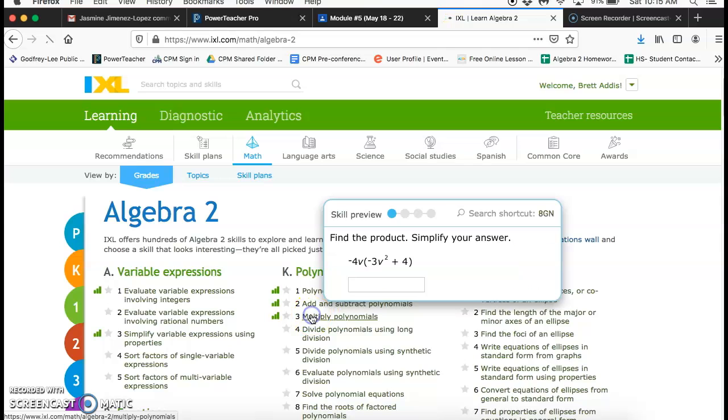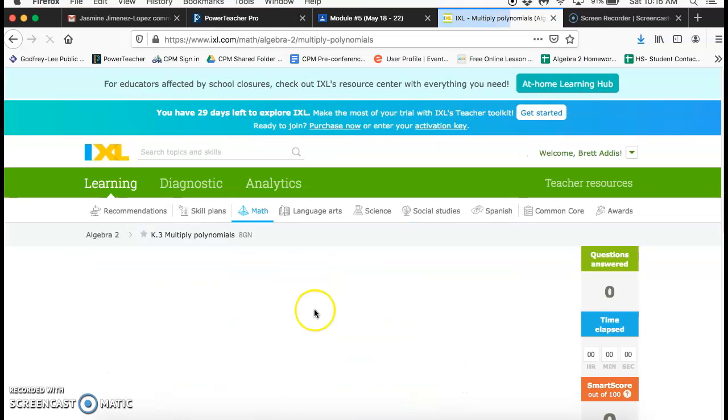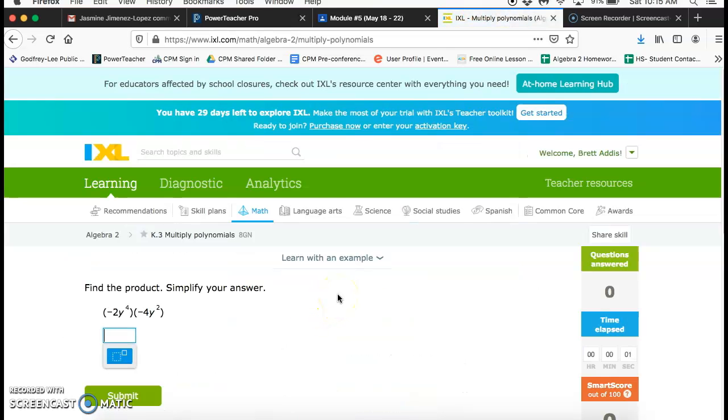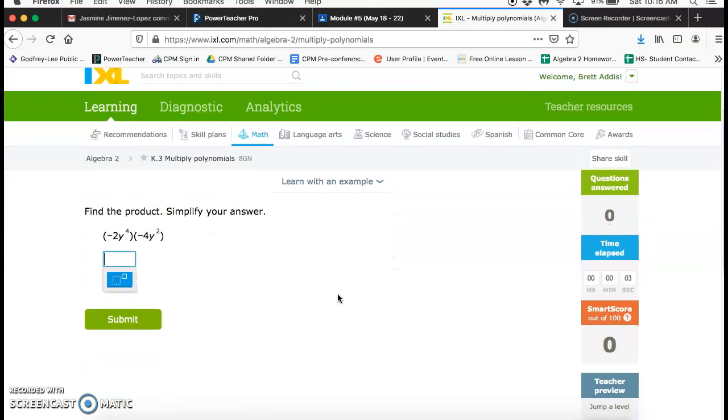Multiply polynomials. A lot of the time when we're multiplying polynomials, I want to think about it just in terms of distribution. Now this particular one is just two things being multiplied. So I'm going to do signs, numbers, and then variables. So for signs, I have a negative times a negative is a positive. You don't have to put a positive sign. I have 2 times 4 is 8. And y to the 4th times y squared, I'm going to add the exponents together. It's going to make y to the power of 6.